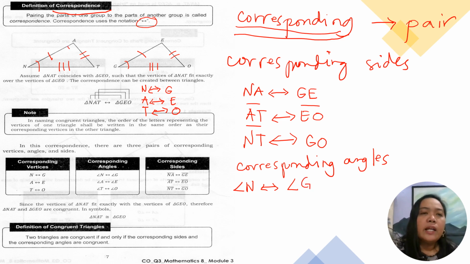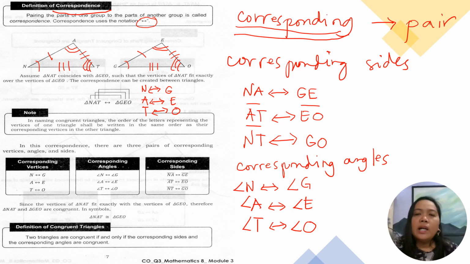Also, we have angle A, which corresponds to angle E. So therefore, angle A corresponds to angle E. And lastly, we have angle T, which corresponds to angle O. So all in all, the corresponding angles of triangle NAT coincide with the corresponding angles in triangle GEO.